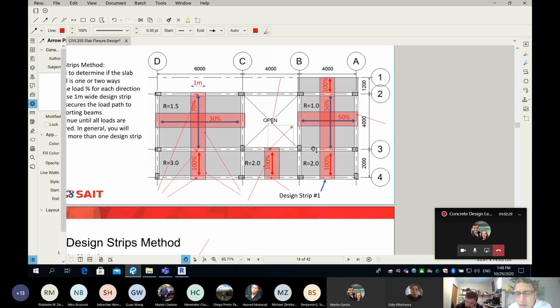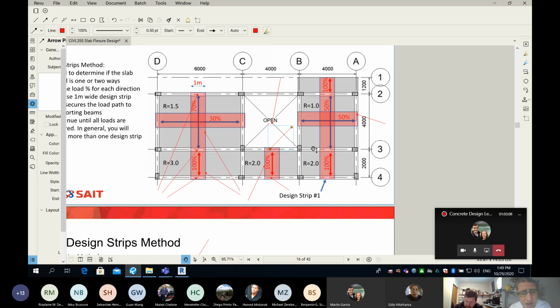In general, one design strip is not sufficient. Sometimes one is sufficient, but in general it's not, and this example tells you we sometimes need more than one design strip. How do I know the number? Make sure that every arrow that has a load, you have secured by a design strip. Please look at my plan view right now. There is not a single arrow that is not covered by a design strip, which means I have a total of 5 design strips. Please count them.